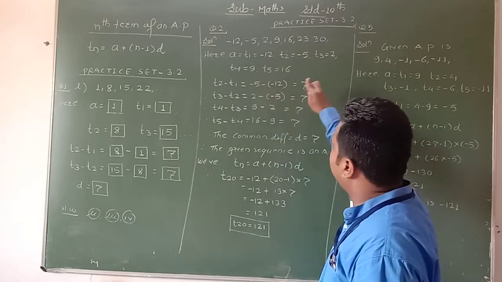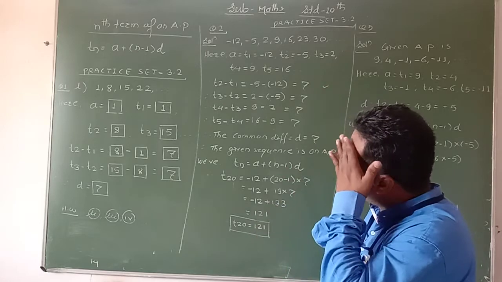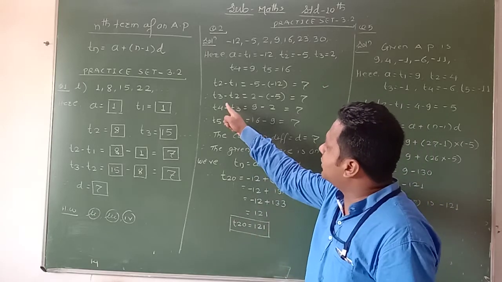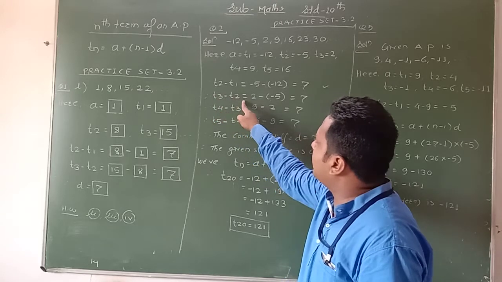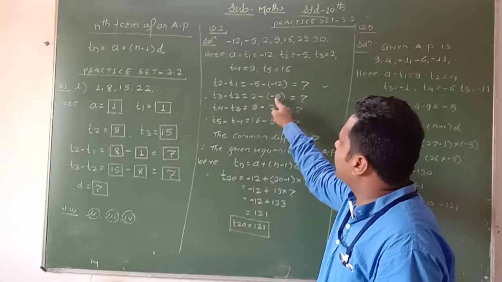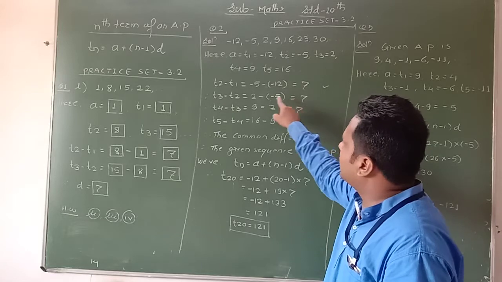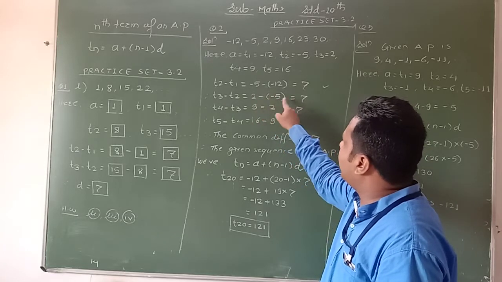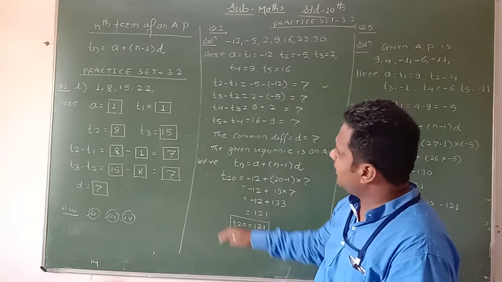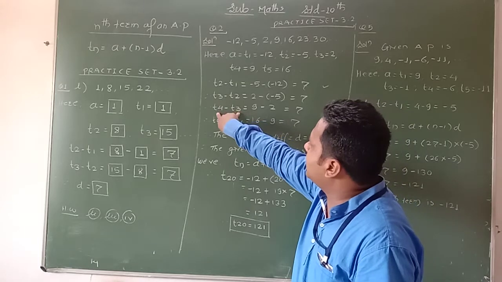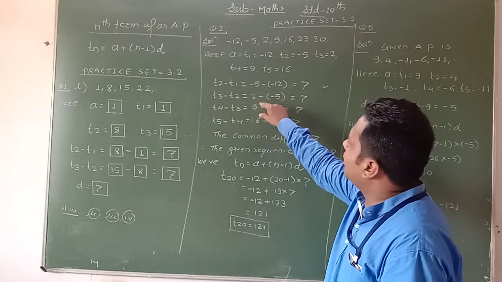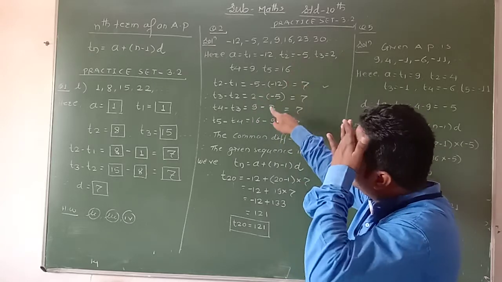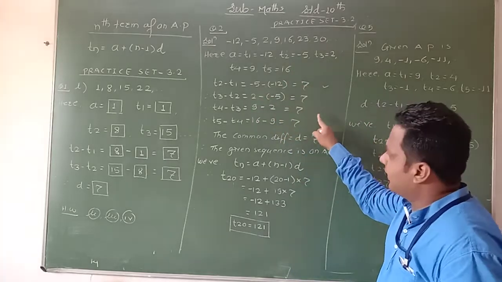Minus 5 plus 12, here we get 7. Then similarly we find the difference between the next two consecutive terms, that is t3 minus t2, which is equal to 2 minus, that is minus 5, second term is equal to 2, that is 2 plus 5, which is equal to 7. Then for the next two consecutive terms, the difference t4 minus t3 is equal to, the fourth term is given as 9, 9 minus 2, which is equal to 7.